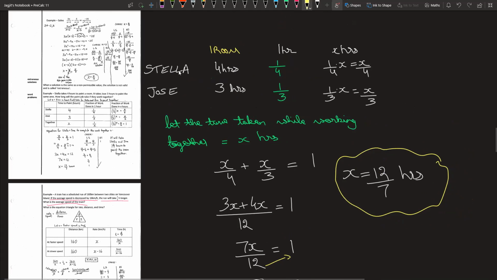Okay, question said, Stella took 4 hours to paint a room. So you're going to say, okay, to paint 1 room, Stella takes 4 hours, or Jose takes 3 hours. Then you say, okay, in 1 hour, how much of a room does Stella paint? Well, she paints 1/4 of the room. Okay, and Jose paints 1/3 of the room. Okay, over here, I'm going to say, how much of a room?